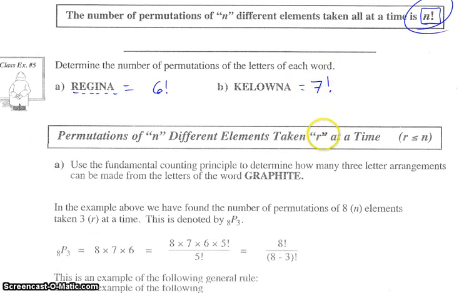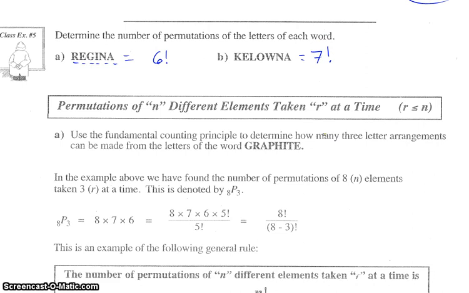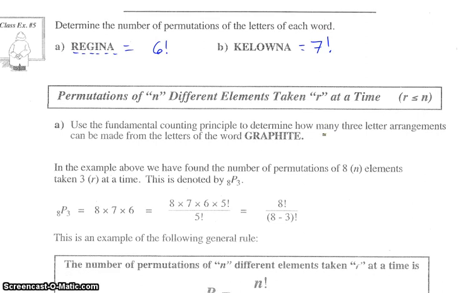Awesome. Another situation would be if we have a word but we're not necessarily using all the letters. So let's say we have the word graphite. They want to know, first of all, using the fundamental counting principle, how many 3-letter arrangements can be made. Well, 3 letters. How many choices for the first letter? 8 choices. Then I've used up one of the letters, so 7 left, and then finally 6. Now, whatever that works out to be. In the example above, we found the number of permutations of 8 elements taken 3 at a time.